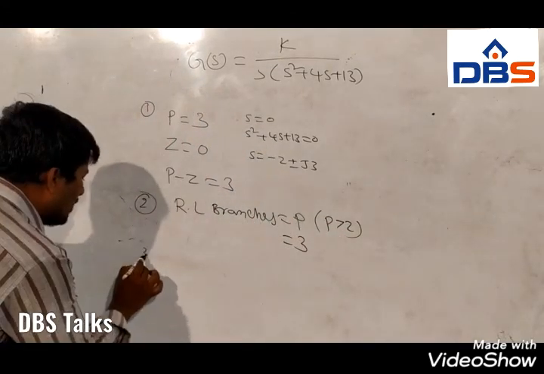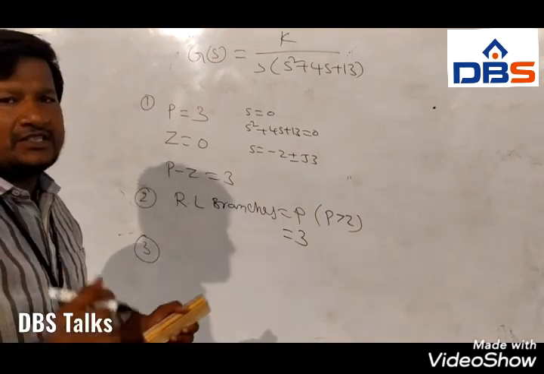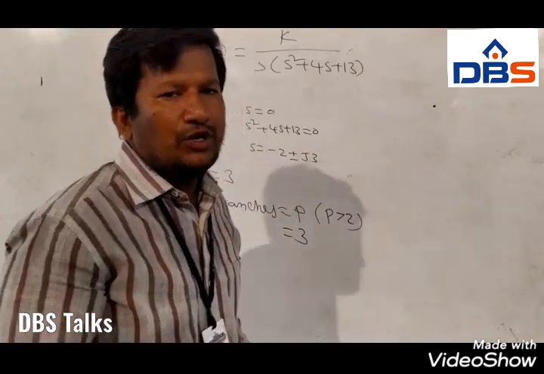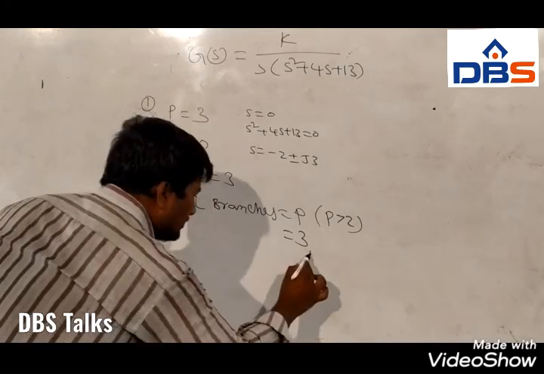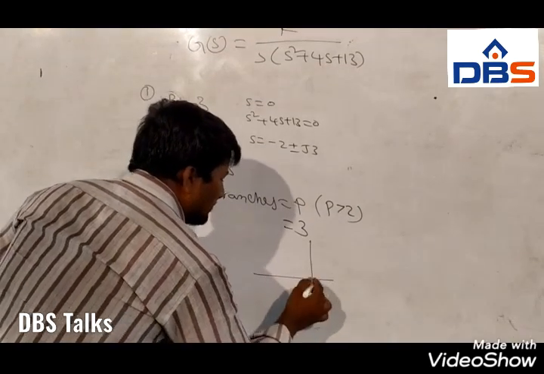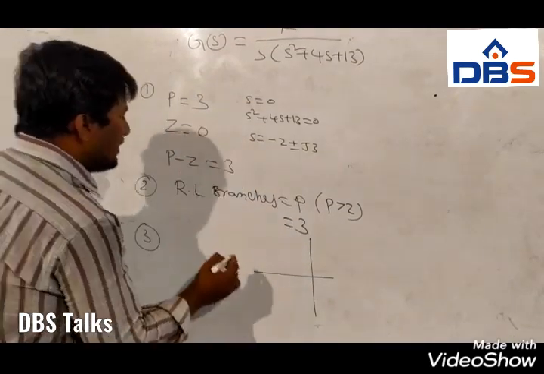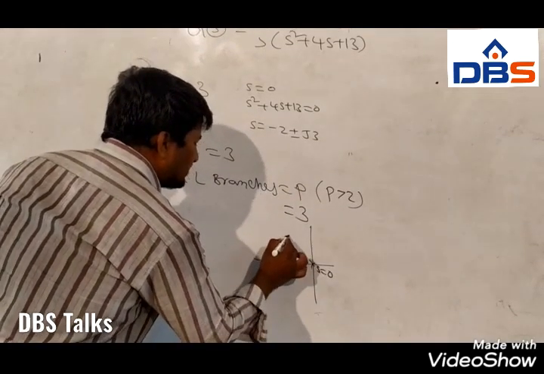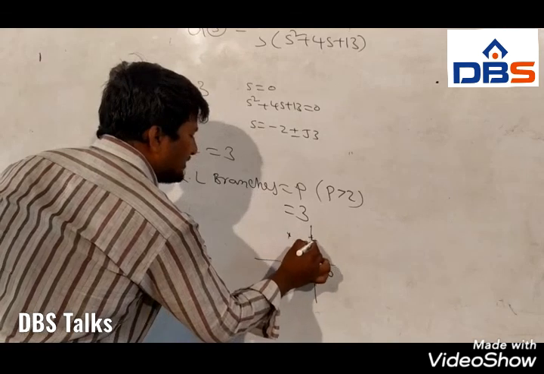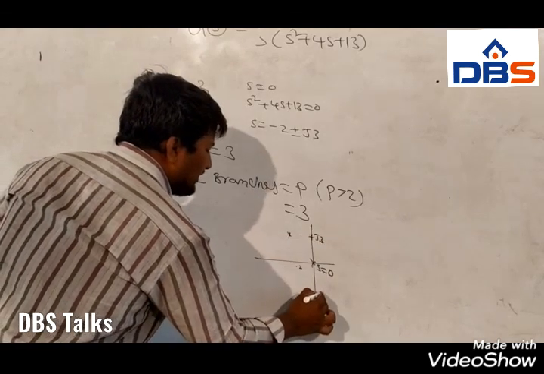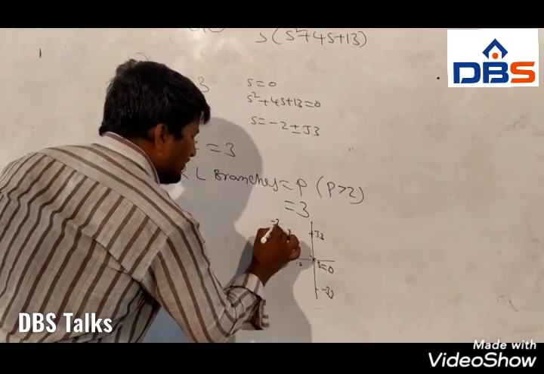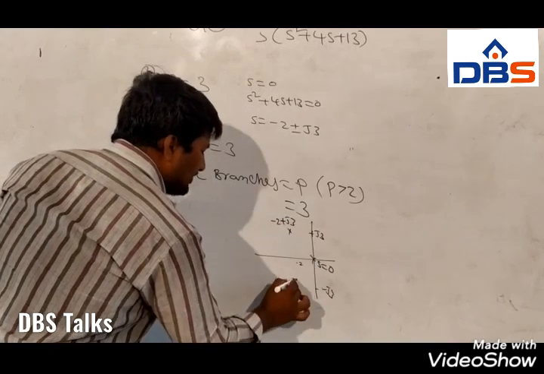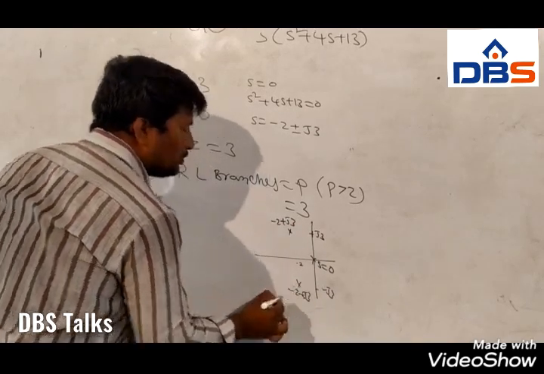On the third one, out of these 3 root locus branches, how many branches are originally existing? So taking a small S plane, put all these values: S equal to 0 here and S equal to minus 2. That is minus 2 plus J3. So this is minus J3. So this is the minus 2 plus J3 pole and this is the minus 2 minus J3 pole.